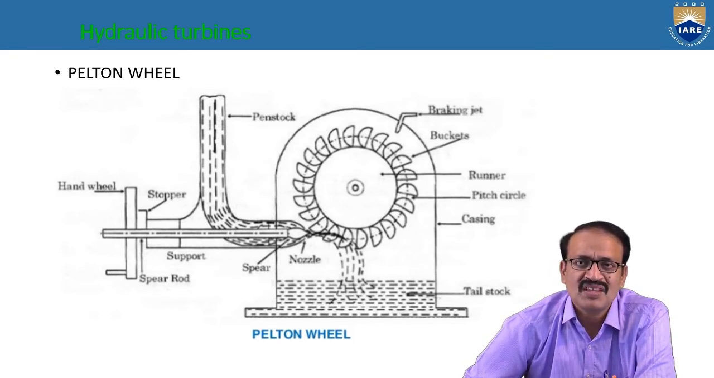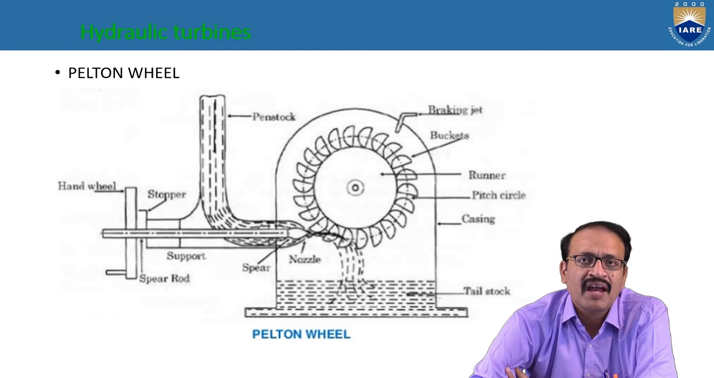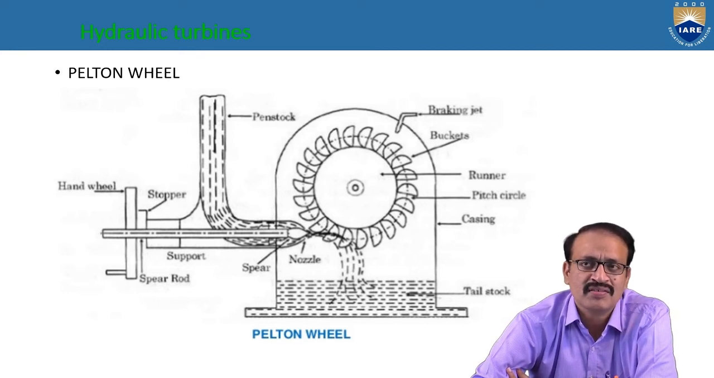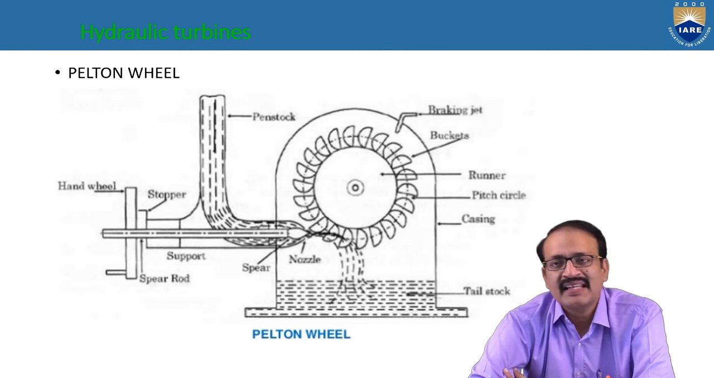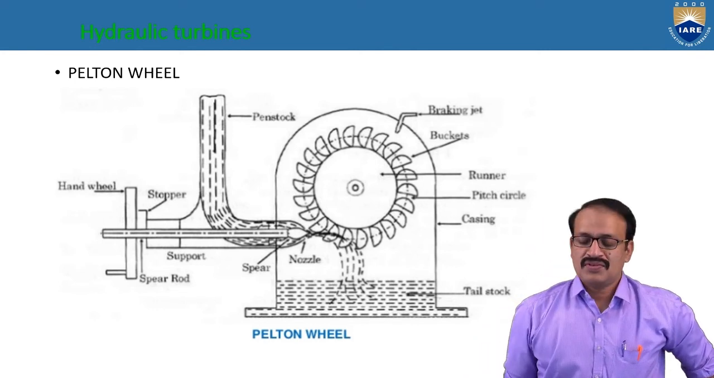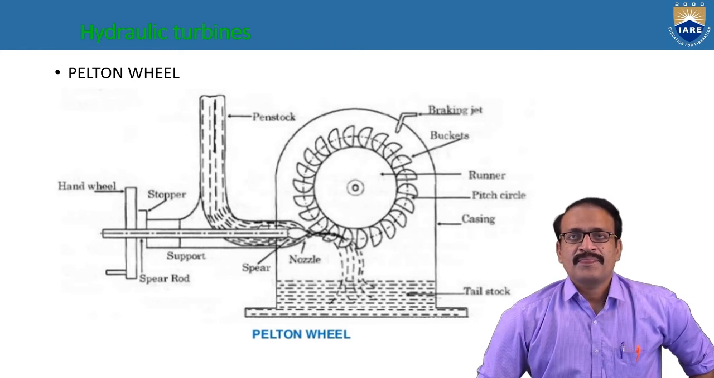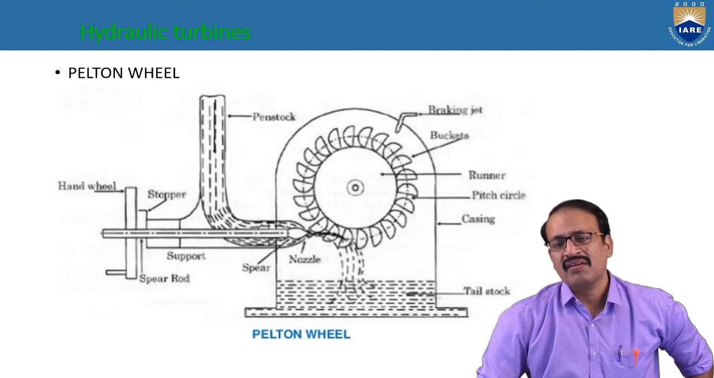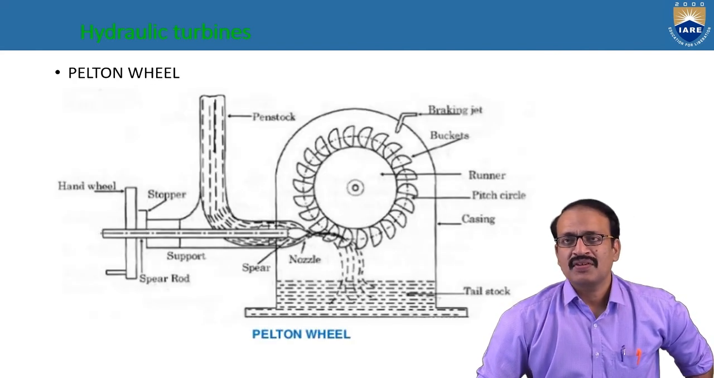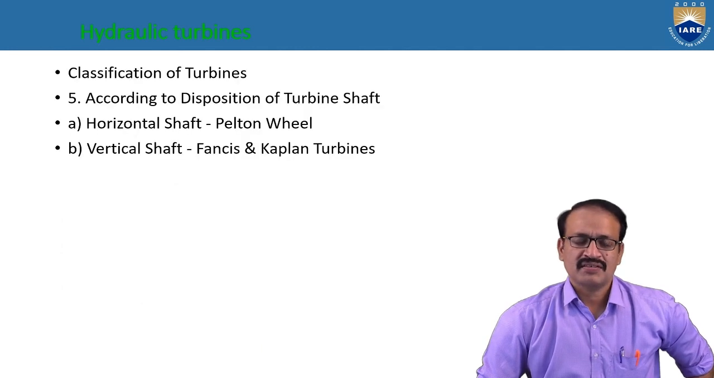The Pelton wheel, you can see, will have a nozzle, a hand wheel, a stopper, a casing, a spear, a tail stalk, a pitch circle, a runner, the buckets, and the braking jet. So this is the horizontal shaft turbine, and the remaining, the Kaplan and Francis, are the vertical shaft turbines. And this is about the hydraulic turbines.